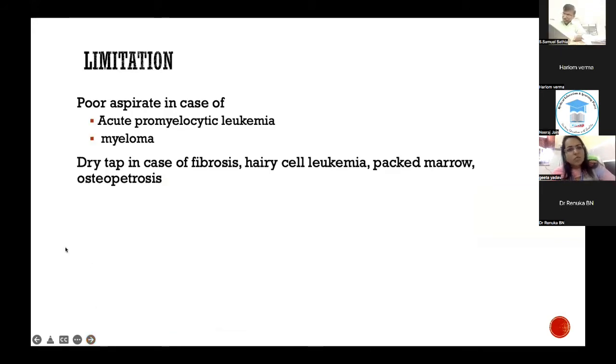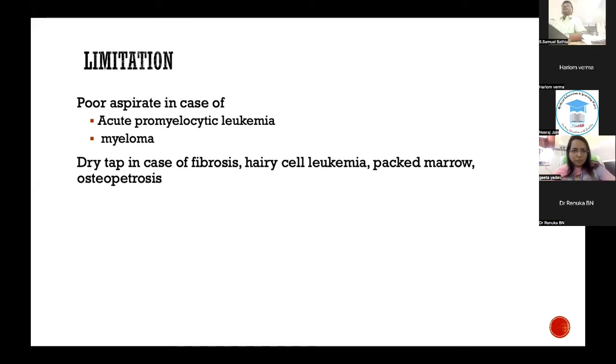There are certain limitations to bone marrow aspirate. In cases of acute promyelocytic leukemia, there is a coagulation abnormality because of high tissue factor, and it clots before we draw the smear. So we get a very poor smear in cases of APML. Similarly, in myeloma we get a very poor smear because of hypergammaglobulinemia; when we take out the sample, it clots immediately. So we have to be very cautious in these cases while making the smear, or otherwise we should always do a bone marrow biopsy along with this.